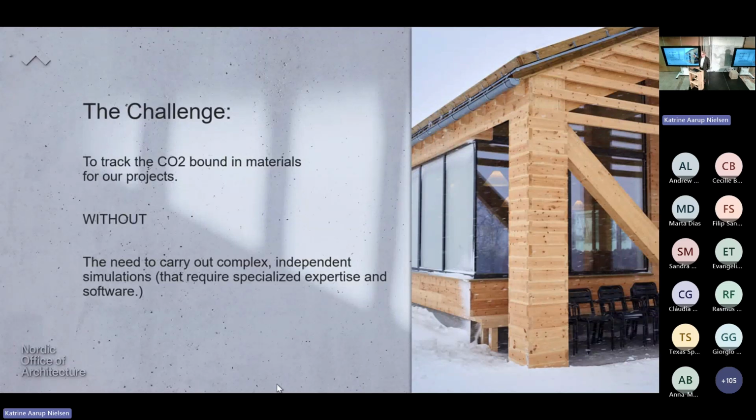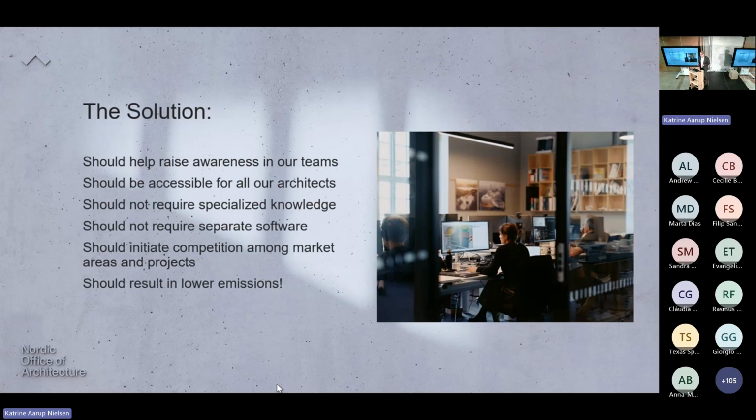So what we're going to talk about now is a tool we have developed that makes it easy for our architects to calculate and track the CO2 bound in materials for our projects without the need to carry out complex independent simulations that require specialized expertise and software. And this is important because you can work as an architect without special knowledge, and you can do your calculations while you're actually designing the building without having to ask your expert colleagues.